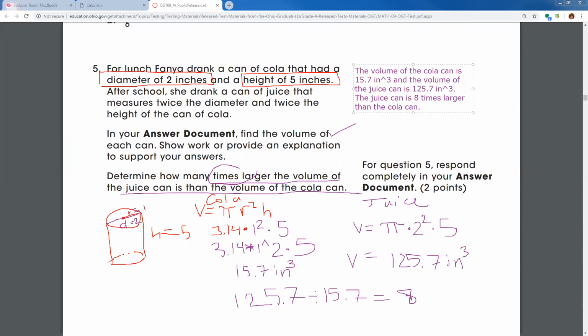Any other questions about this problem? Okay, let's move forward then.